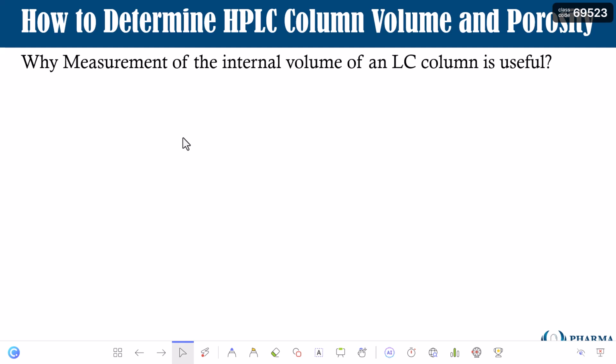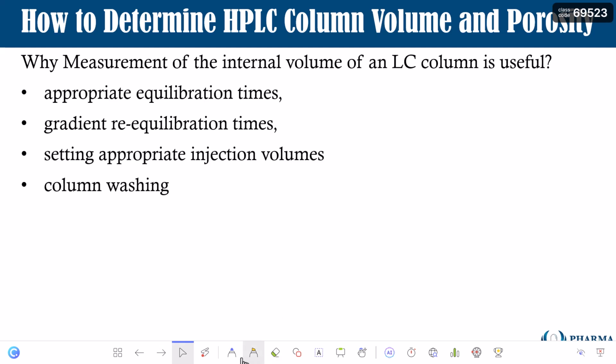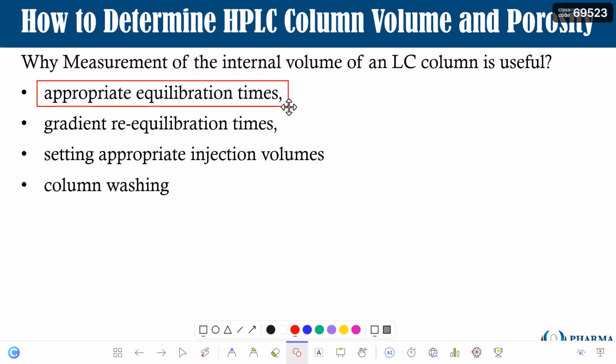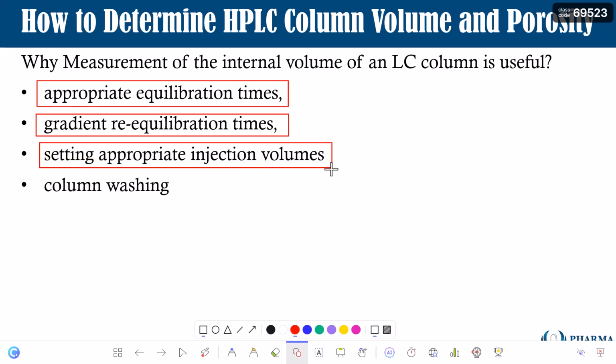So let us understand from the question why one has to measure the internal volume of an LC column. So these are the important points. Once you understand the volume of an HPLC column, you will be able to determine how long it is going to take to equilibrate my column during or before the analysis. You will understand how long it is going to take me to equilibrate my gradient programs. You will also be able to understand the column hold volume, what load the column can take in terms of injection volume, and of course at the end you will also be able to understand how much time I need to take to clean my column, that is the column washing. So these are the four important points one has to consider based on an HPLC column's volume.